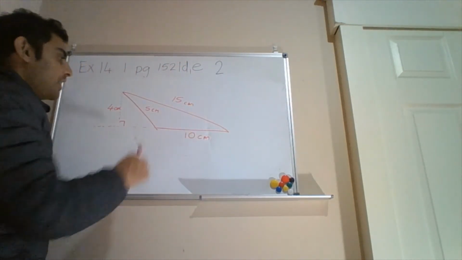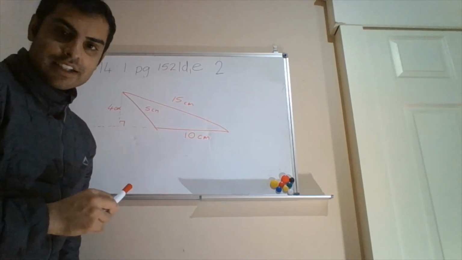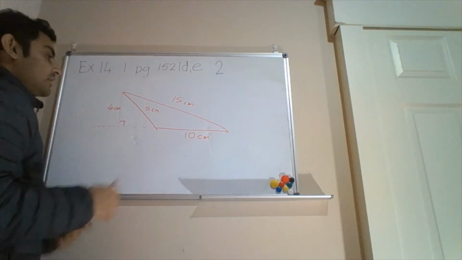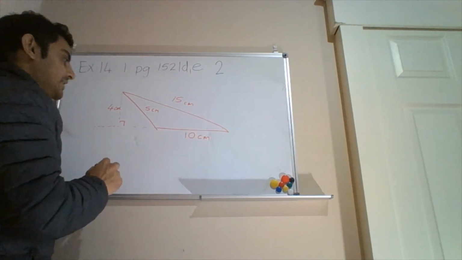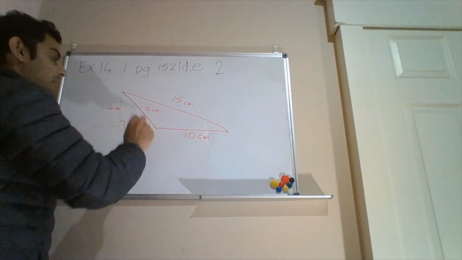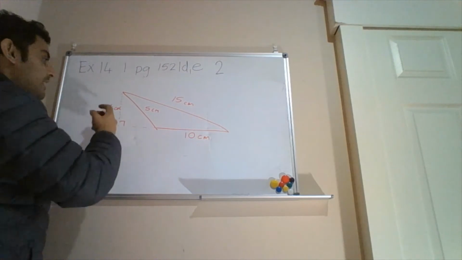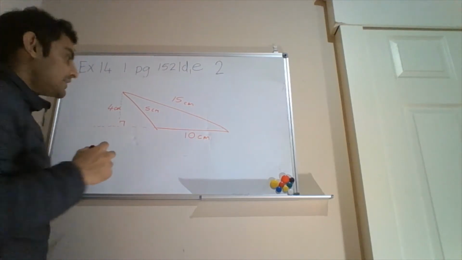It's called an obtuse triangle because this angle is greater than 90. I've made the base 10 centimeters. The longest side is 15 centimeters. The remaining side is 5 centimeters. And then lastly, I filled in the vertical height.